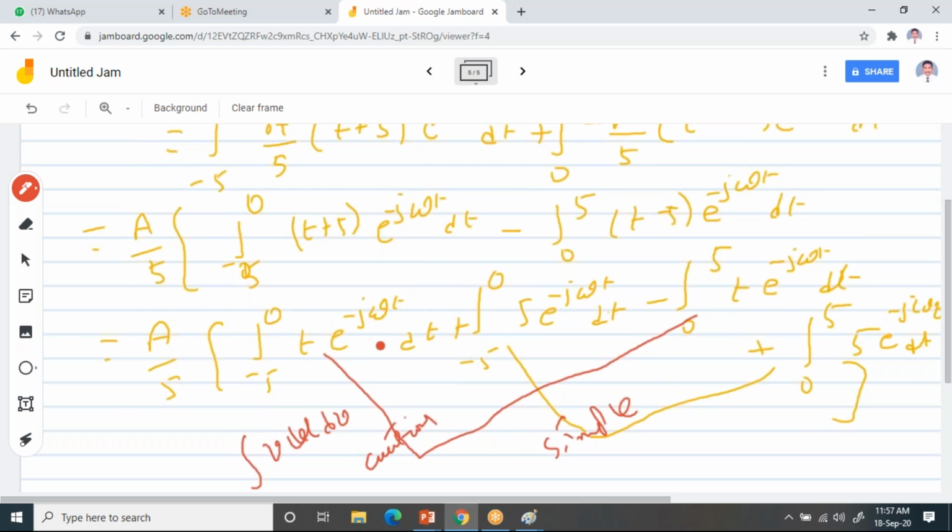So it looks like t e power minus at. How can you write t e power minus at? Integral uv, or the integral v into derivative of u. Now you need to consider which one you have to consider u and which one you have to consider v. Please post it in the chat box. This is an assignment to you.